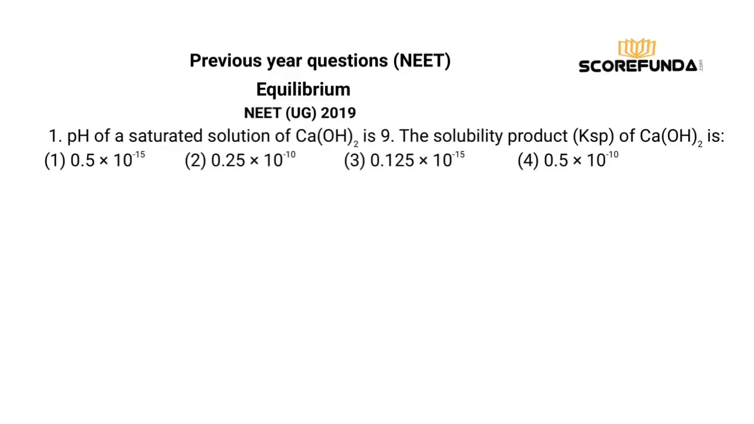NEET 2019 में क्वेश्चन था: pH of a saturated solution of Ca(OH)2 is 9. The solubility product Ksp of Ca(OH)2 is. तो इस क्वेश्चन में pH दिया हुआ था that is equals to 9, तो pOH will be equals to 14 minus 9, that will be equals to 5. And therefore, concentration of OH negative will be equals to 10 to the power minus 5 molar.